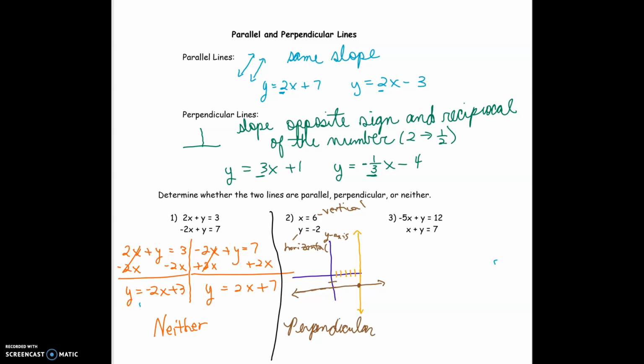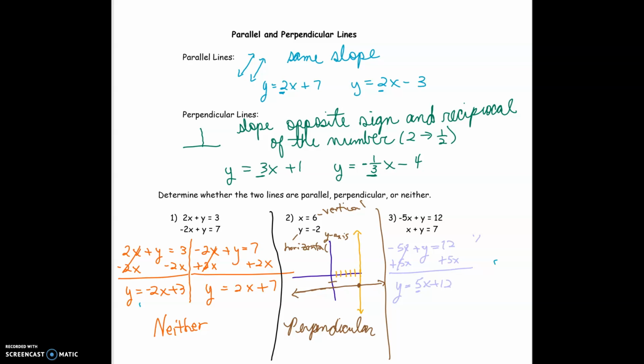Okay, so let's do the last one, and I'm sure some of you are going, oh yeah, I bet this one's going to be parallel. You're probably right, but let's see. So I have negative 5x plus y equals 12. So I'm going to add 5x, add 5x, and that cancels. I get y equals 5x plus 12. Okay, so if I'm wanting it to be parallel, I have a 5 here, so that means my equation would need to have a 5 as its slope also.